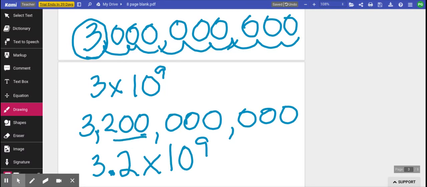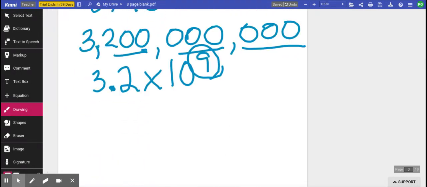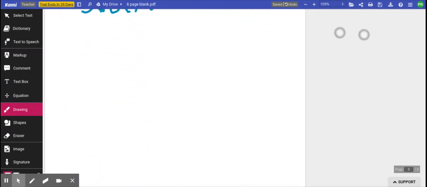Notice how we didn't write 9 zeros. The 9 is telling us how many times to move the decimal point. This is how you write numbers in scientific notation if they're large.